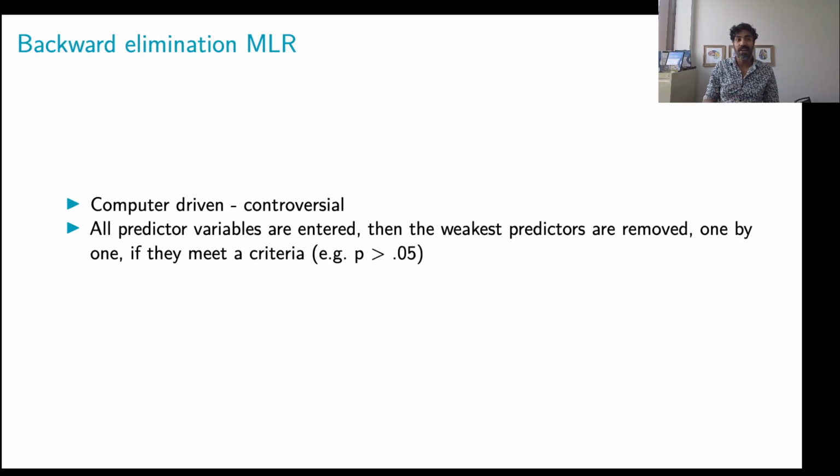Then you have backward elimination, which is, again, computer-driven, so it's controversial. You have all predictor variables entered, and then the weakest predictors are removed one by one if they meet the criteria, so p-value greater than 0.05. Now, keep in mind, the p-value and the strength of a predictor are not the same, right?